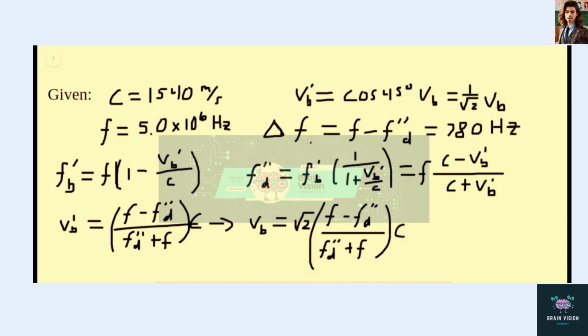Up top, which I'm going to mark by a little green star, we have F double prime D and its relationship to the Doppler shift, which we know. It's also related to F, which we know. So let's plug in the fact that F double prime D, solving that star equation, which I'm writing in green, is equal to F minus 780 hertz.